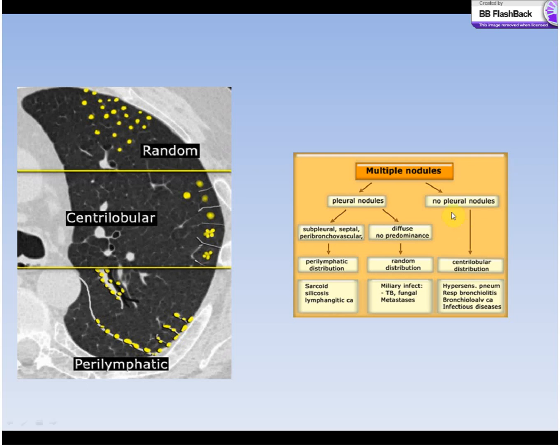So here, with multiple nodules, if you see no pleural nodules, right away you're pretty confident you're likely dealing with centrilobular nodules. These are airway-driven processes, such as respiratory bronchiolitis, infectious diseases like mycoplasma or TB. Some cancers can, like bronchoalveolar carcinoma, and some ILDs, such as hypersensitivity pneumonitis.